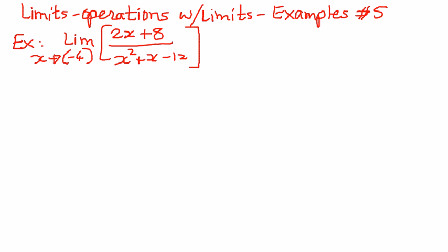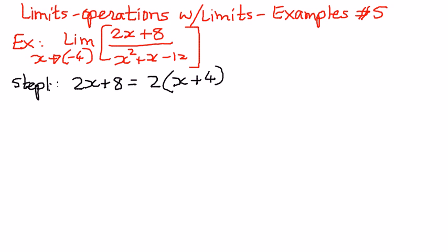Here, the way we want to solve this problem is as follows. In the numerator part, step number 1, if I were to take the numerator part, 2x plus 8, I can take a common factor out as 2 and then write it out as x plus 4. That is step number 1.